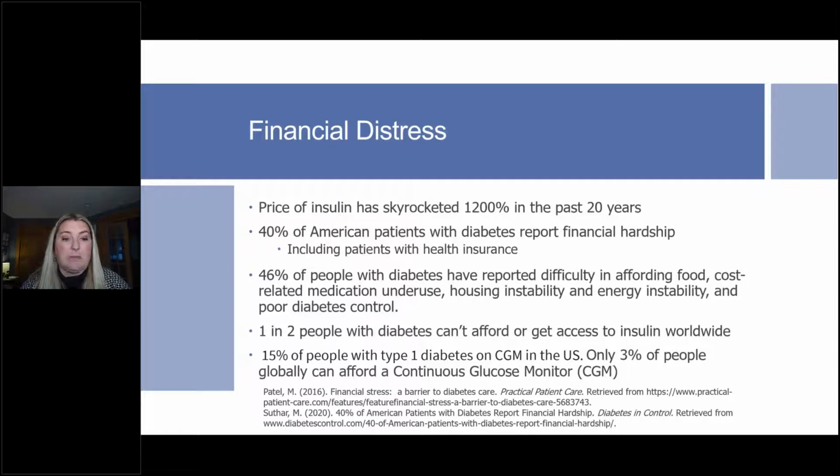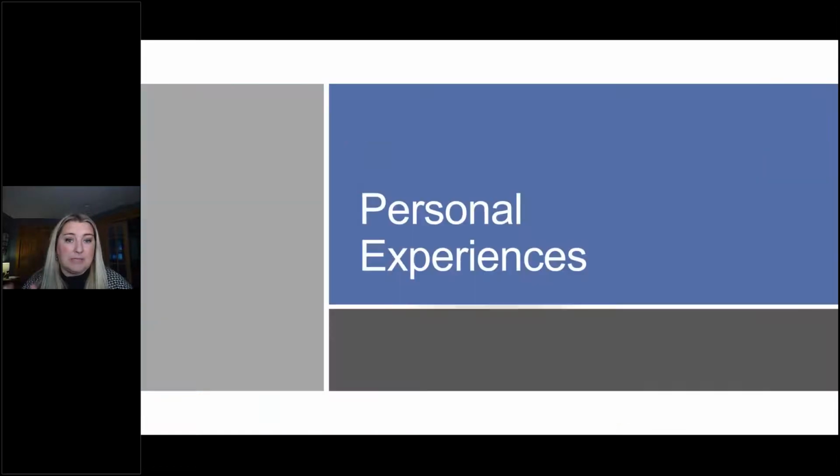Only 15% of people with type 1 diabetes in the United States have a continuous glucose monitor. Only 3% globally can afford a continuous glucose monitor. So again, there's good technology out there, there's good insulin out there, but it's unaffordable to a lot of people. And that's regardless of whether you have health insurance or not. And so that puts an added burden on a family and anybody with diabetes.